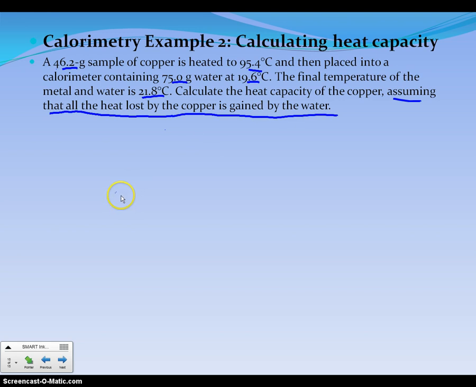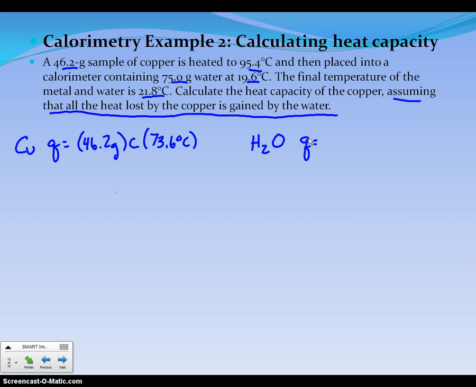So instead of just doing one Q equals mC delta T, I've actually got to think about it in two pieces. Think about the water as one system, the copper as another system, and then I've got to put the two things together. So I'm going to do one calculation with the copper and one calculation with the water. I'm going to calculate Q for my copper, my mass of the copper, 46.2 grams. My specific heat of copper, I don't know. That's what I'm going to be solving for. Change of temperature: my temperature started at 95.4 and is ending at 21.8. So my delta T is 73.6 degrees Celsius.